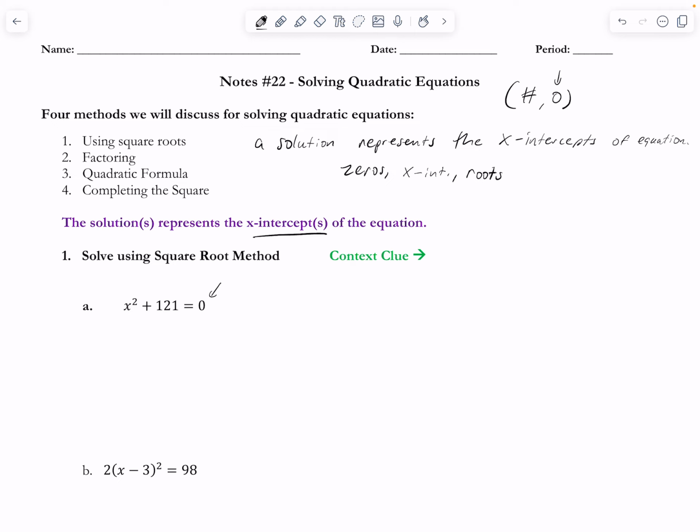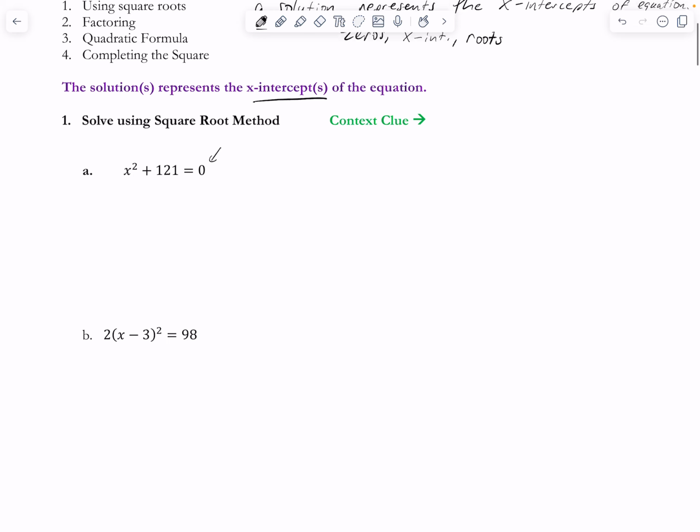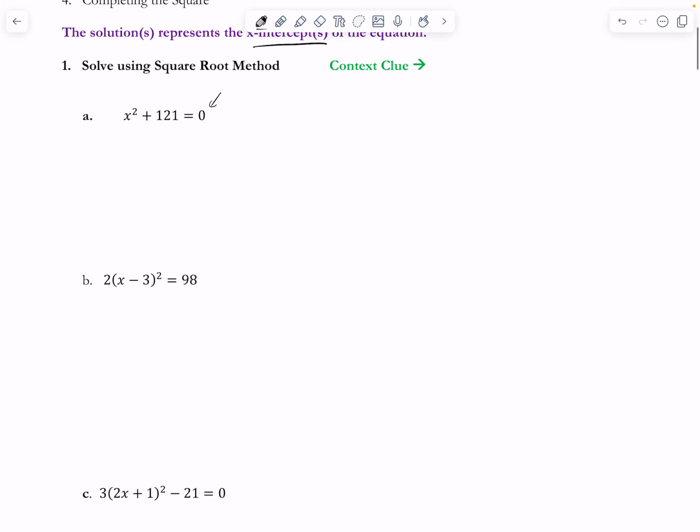So right here is what I'm talking about. All right, let's find this first one here. So x squared plus 121 equals 0. Notice on these 3, I'm not going to be doing any factoring. And this first one is actually the sum of 2 squares, which you cannot factor. So I'm going to move that 121 to the other side. When you move that 121 to the other side, it becomes a negative.